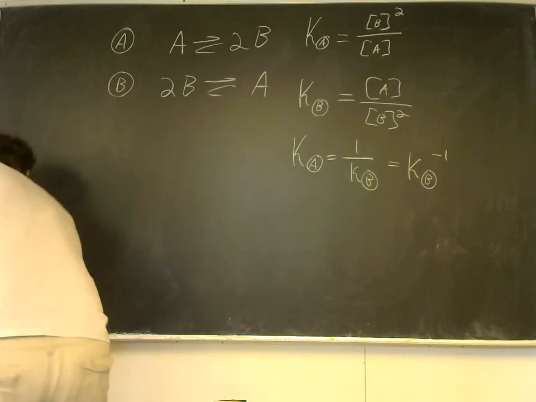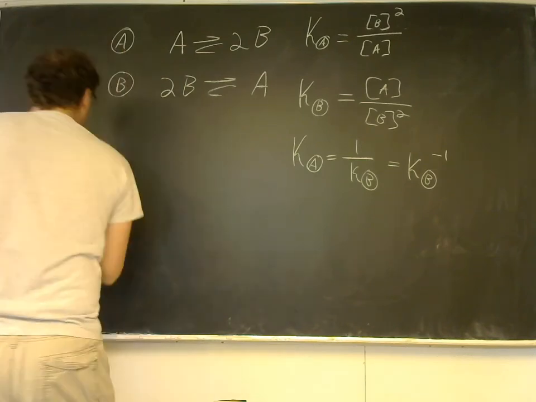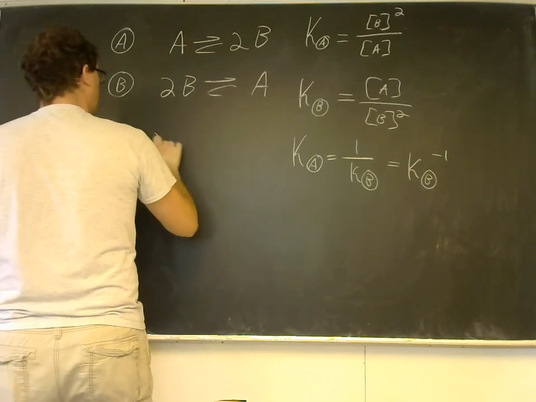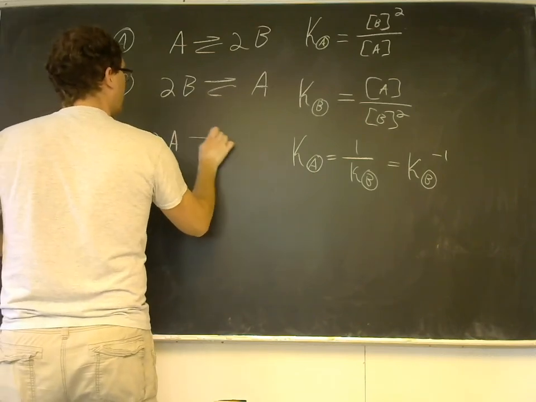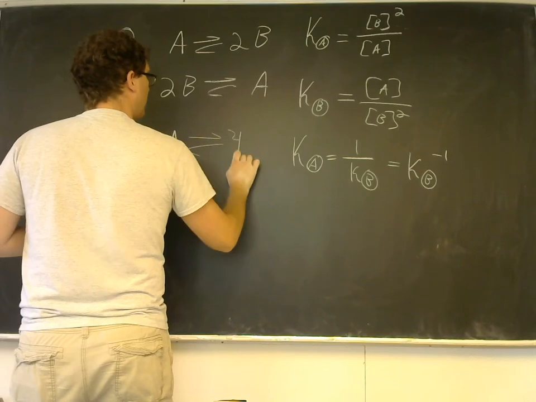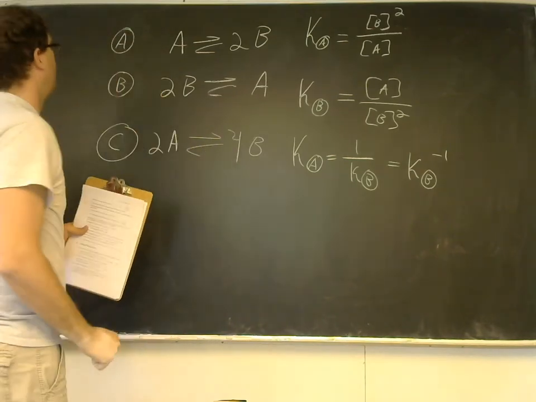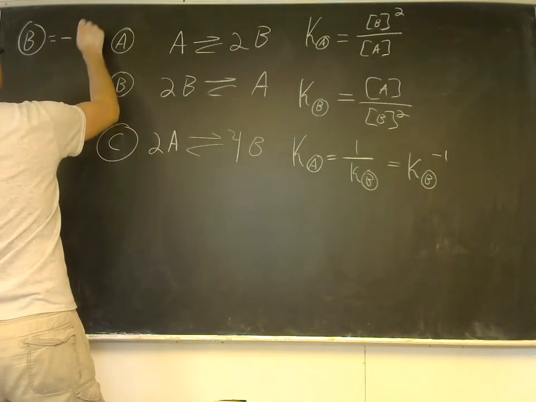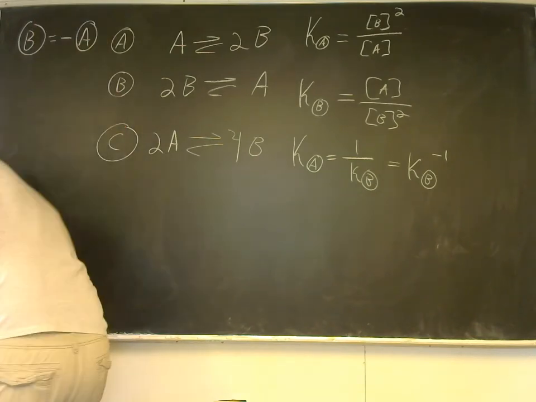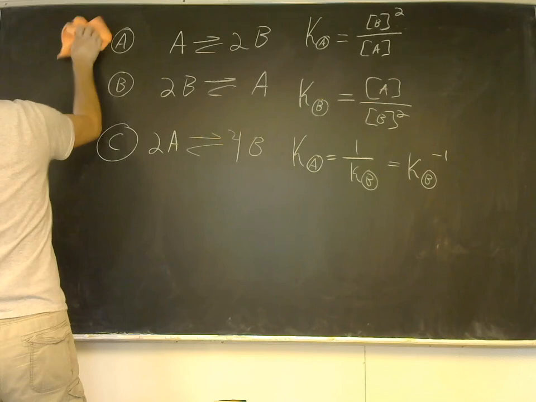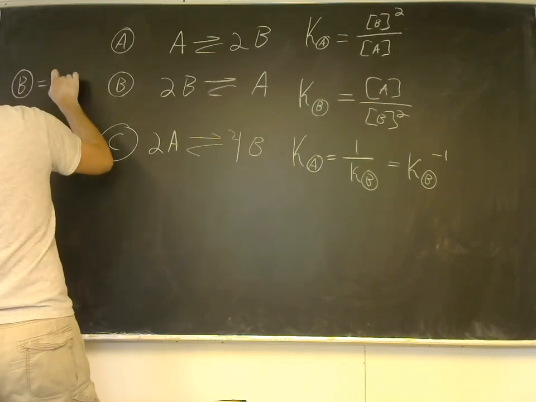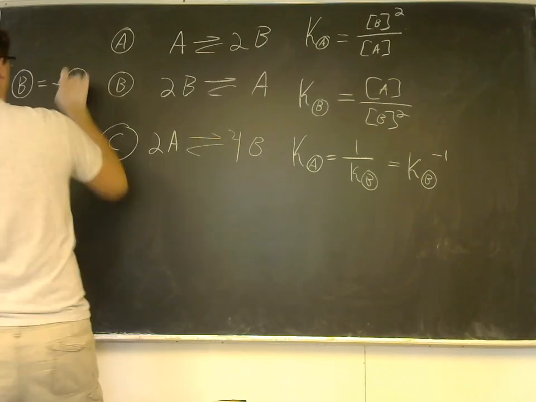Well, let's look at a third reaction. We'll call it C. C is going to be 2A in equilibrium with 4B. Now, we could say that B is equal to kind of the reverse of, oh, let me write it down here. Okay. We could say that reaction B is equal to the reverse of reaction A.